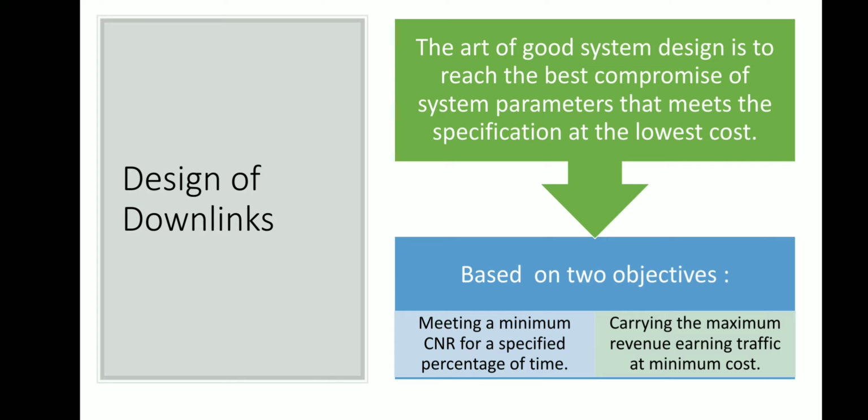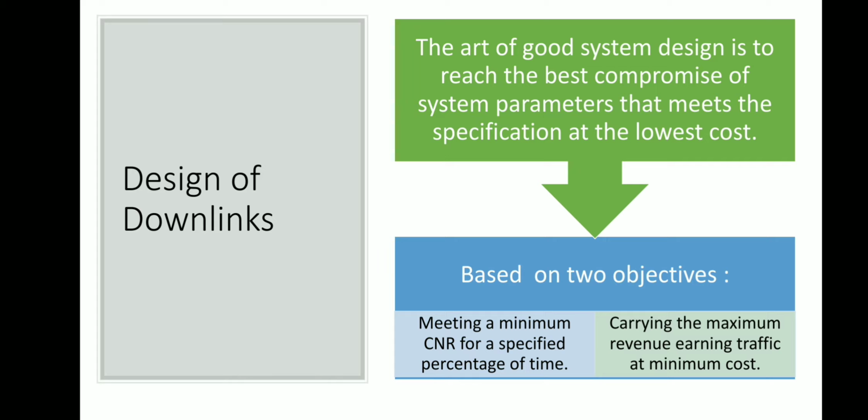So how are we going to basically attain those objectives? The objectives are based on two things. First one is meeting a minimum CNR for a specified percentage of time and carrying the maximum revenue earning traffic at the minimum cost. As I said, the definition itself of a design of anything involves reaching the minimum permissible limit at the optimal cost, and that is what has led to these objectives here.